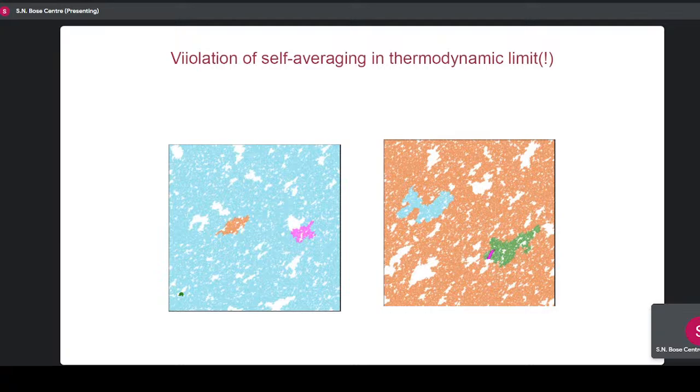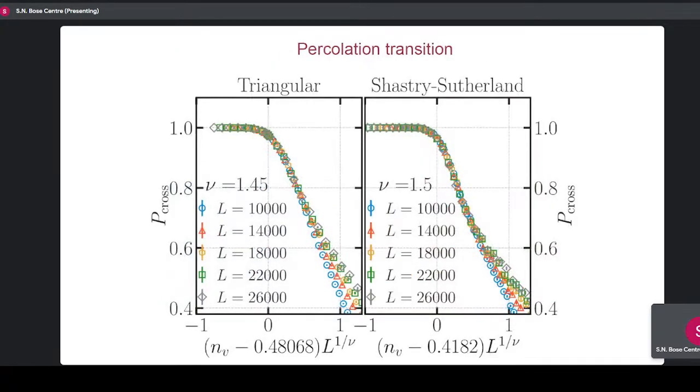So you make a million identical samples, nominally identical. Some of them will have huge R-type regions that span the lattice. Some will have P-type regions. This is a very dramatic violation of self-averaging. Should be reminiscent of these multi-valley pictures for spin glasses. Right? And there is a genuine percolation transition below which this happens.